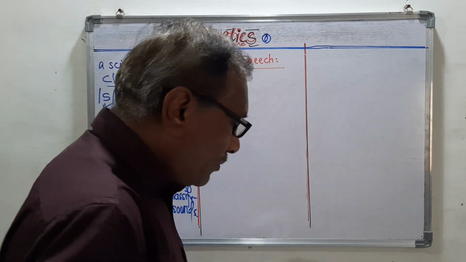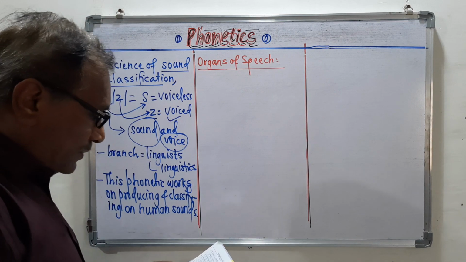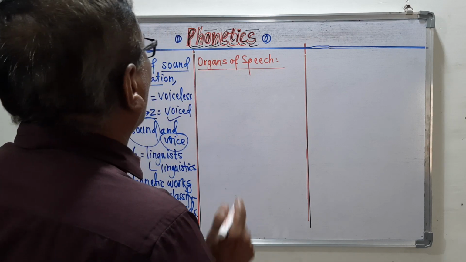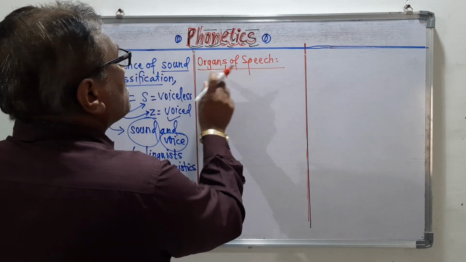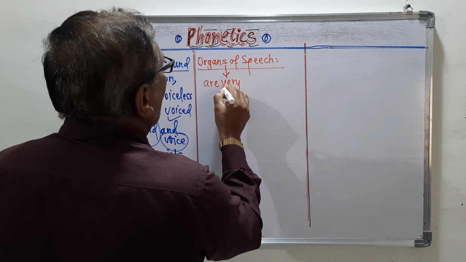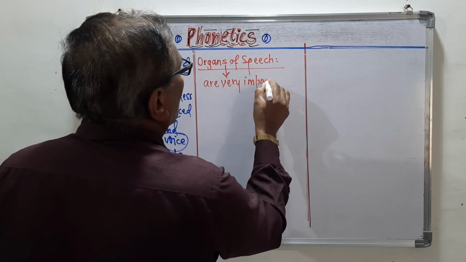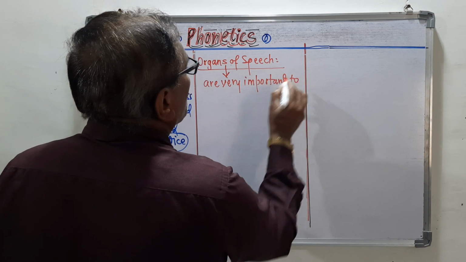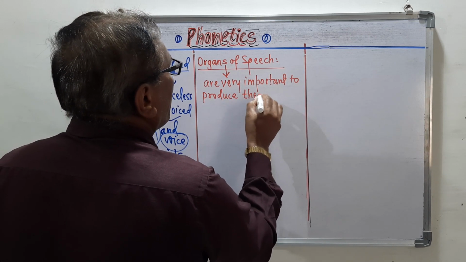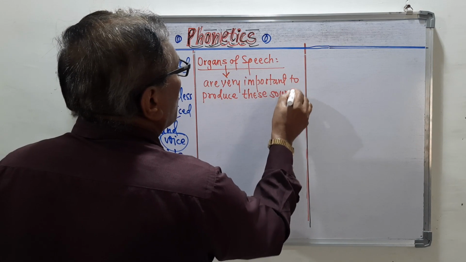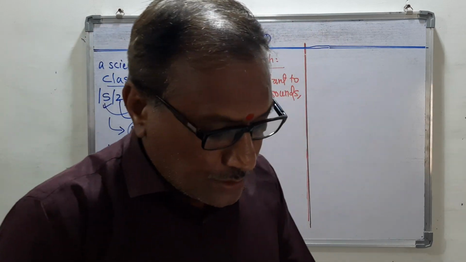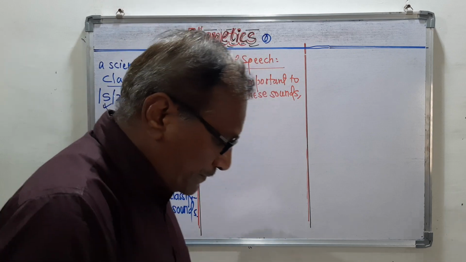So remember here, now we are discussing the organs of speech. These organs of speech play an important role in producing the sounds. Organs of speech are very important to produce, means to articulate, these sounds. When we want to produce these sounds, then organs of speech are very important. That is the important point.